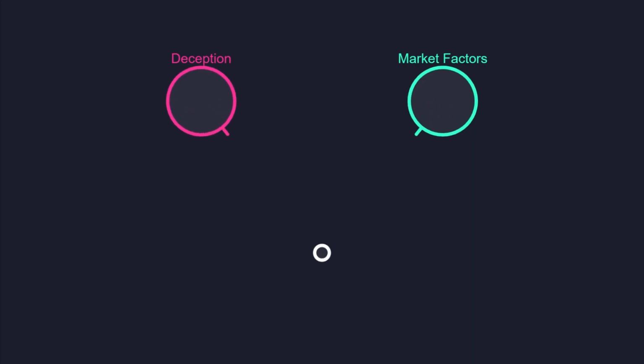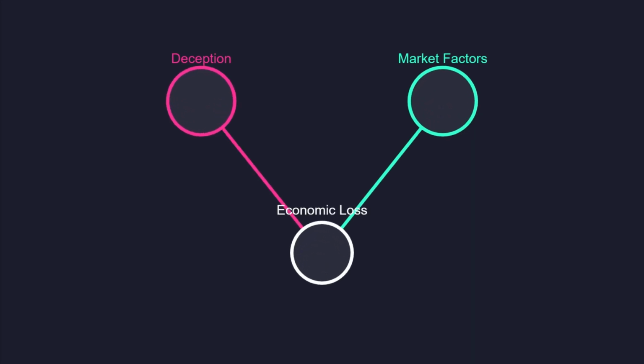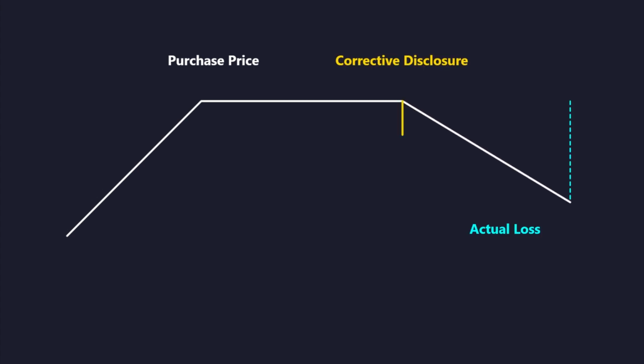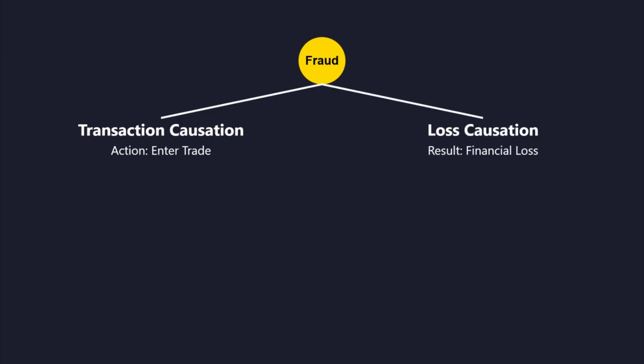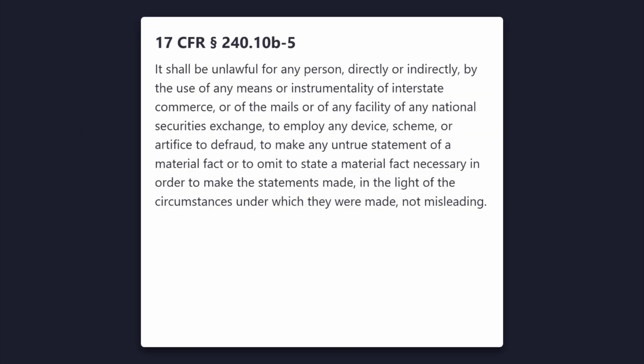Loss causation requires the plaintiff to prove that the defendant's deception actually caused the economic loss suffered, rather than external market factors. In Dura Pharmaceuticals, the Supreme Court clarified that merely showing an inflated purchase price is insufficient to establish loss causation. Transaction causation is distinct from loss causation, focusing on whether the fraud induced the plaintiff to enter into the trade in the first place.